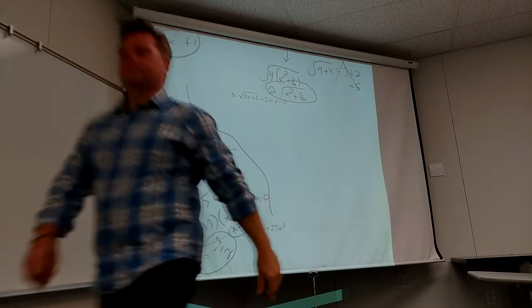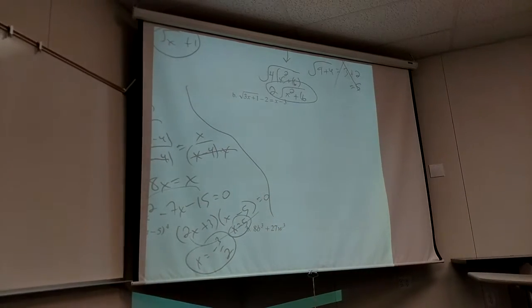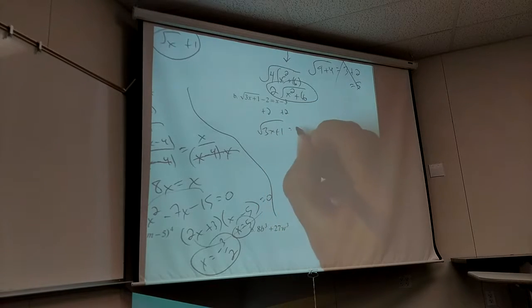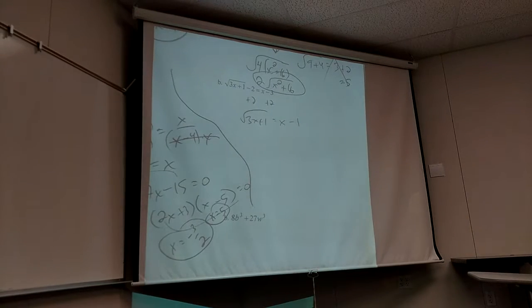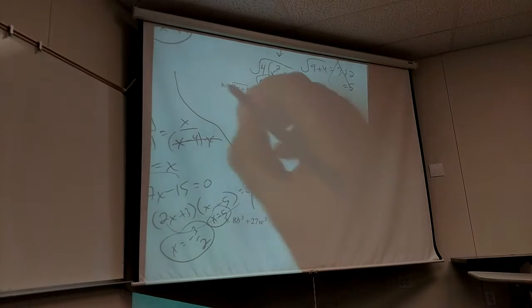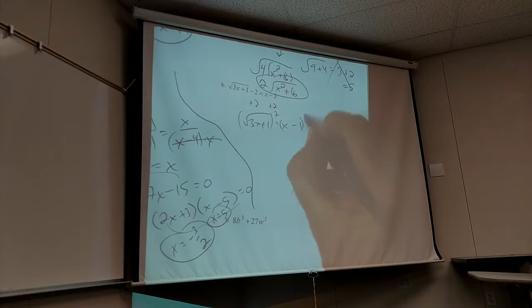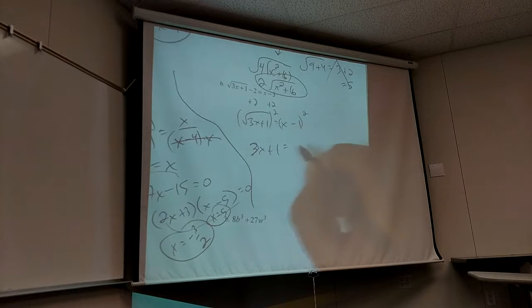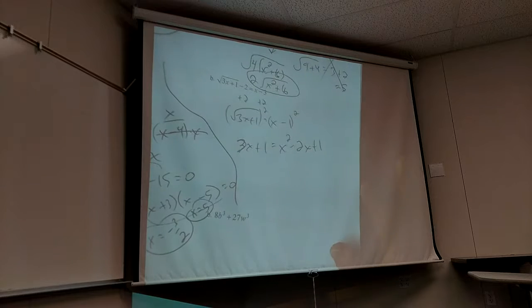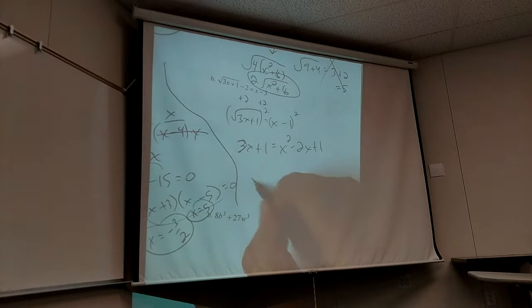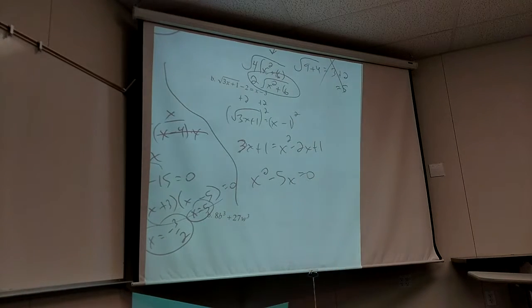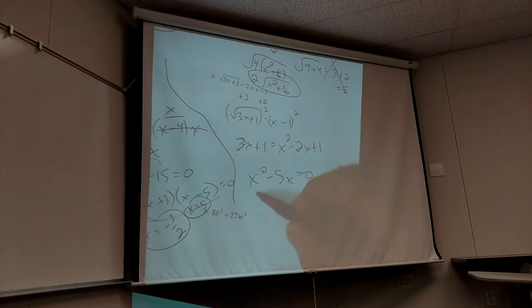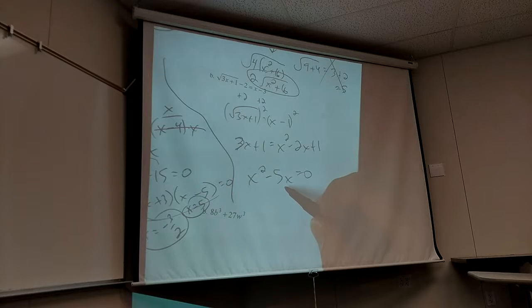Add 2. I like it. So then you get root 3x plus 1 equals x minus 1. And then, of course, you square. This is where people sort of forget about foiling for some reason. And then you get it equal to 0 again. And this is, of course, where people make all kinds of weird mistakes here, but it's only 2 terms.